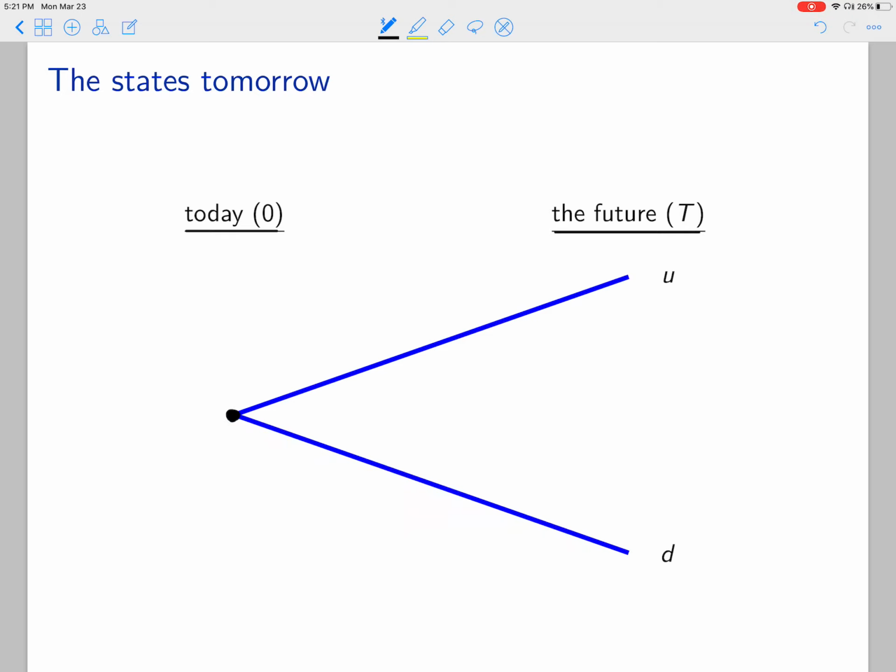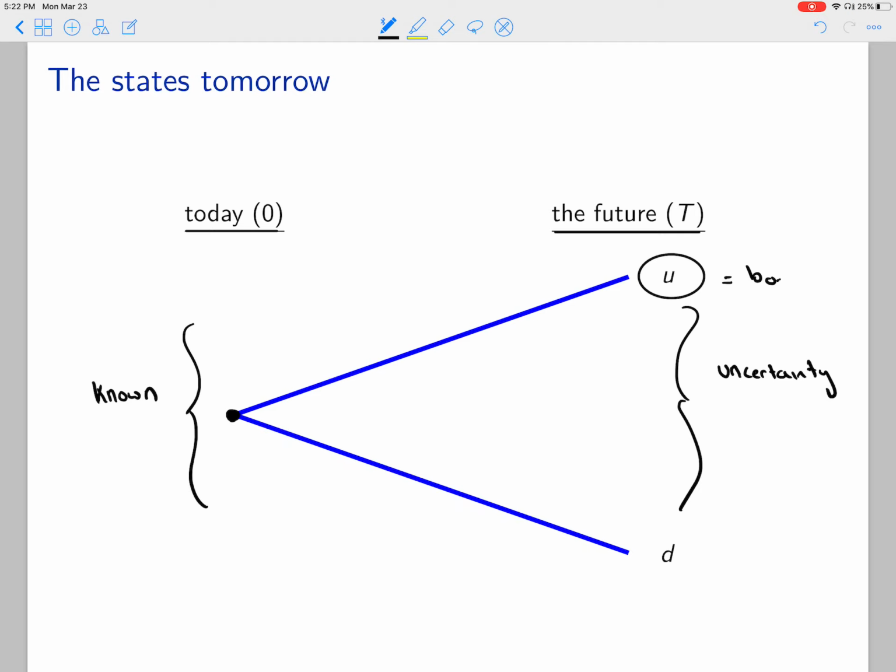However, there's uncertainty over the future state of the world. Everything is known at date 0, but there's uncertainty over what's going to happen in the future. The feature of the binomial model is that it imposes a particular structure on this uncertainty. It says that there are 2 possible outcomes at this future date. There's either the upstate, U. Think of this as the economy booming again. We'll say it's like boom. Or there's the downstate D, which, for the extremes, we'll think of as bust, financial crisis.